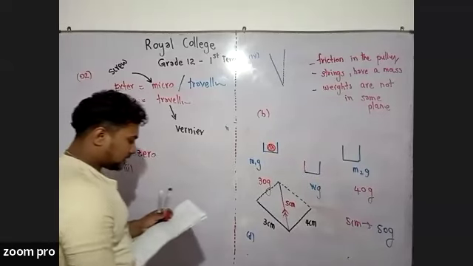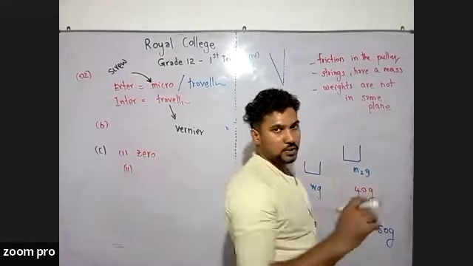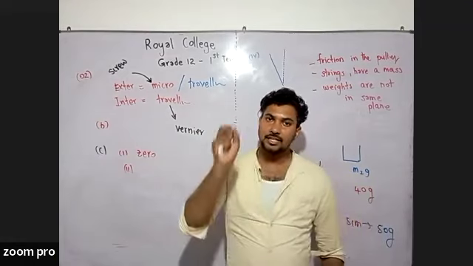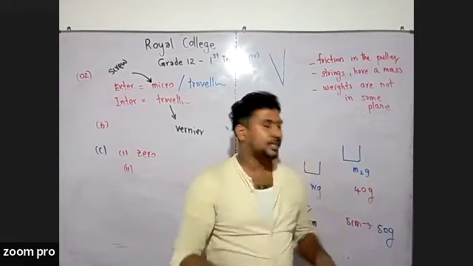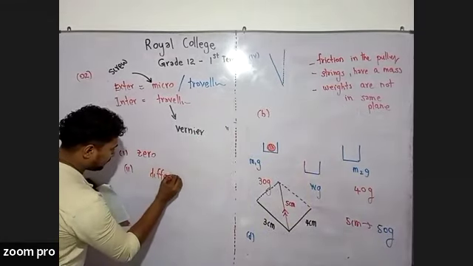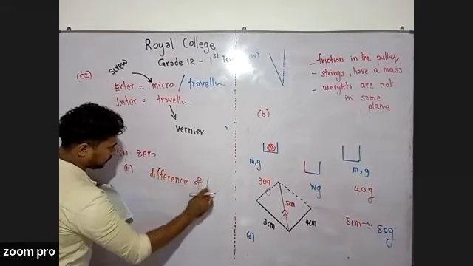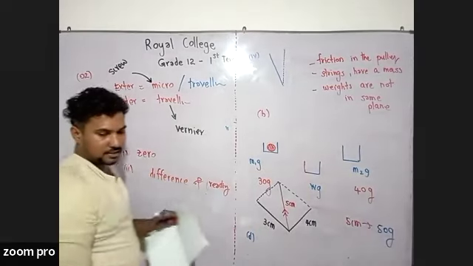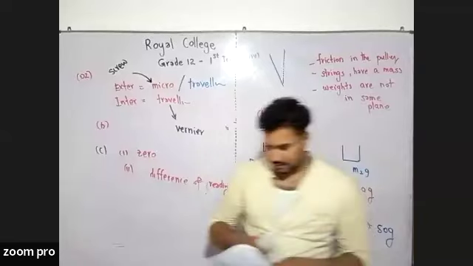Second one, what is the reason for not checking the certain thing in Q? Because normally we don't consider the zero error in the traveling microscope. The reason is in the traveling microscope we consider a difference of readings, right? So that's why we don't need to worry about the zero error, right?